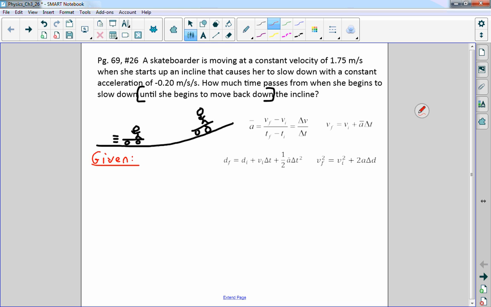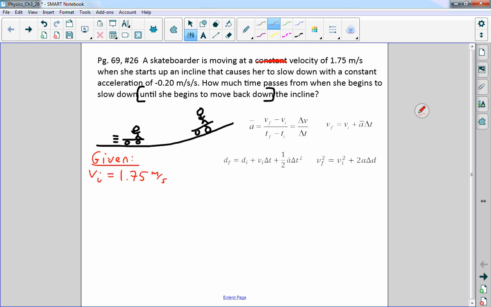I also don't like how they put constant velocity in there. That's really misleading because the velocity is changing. She might have been going a constant velocity before, but she will not be going a constant velocity anymore. So that's the velocity she had at the beginning, so that's what we put down for velocity initial. That's what the I stands for.